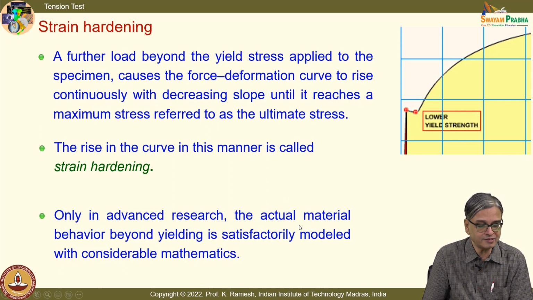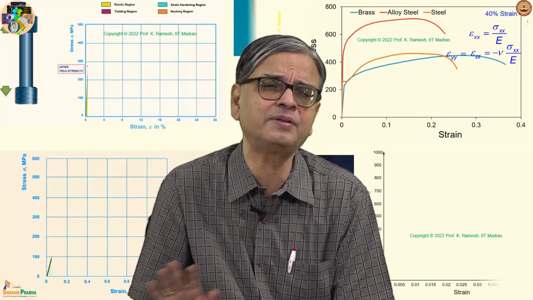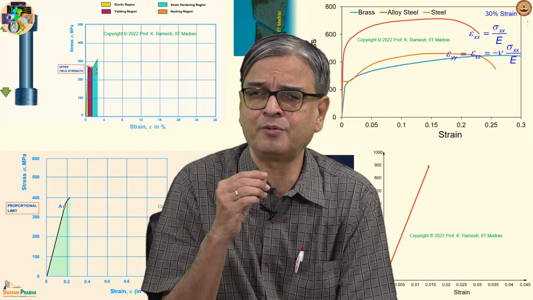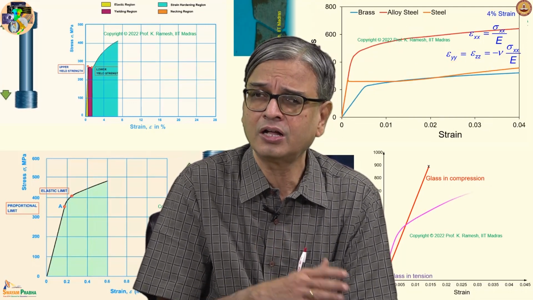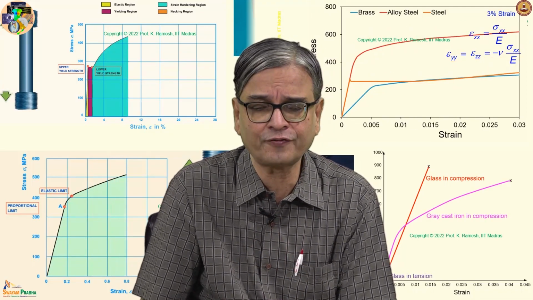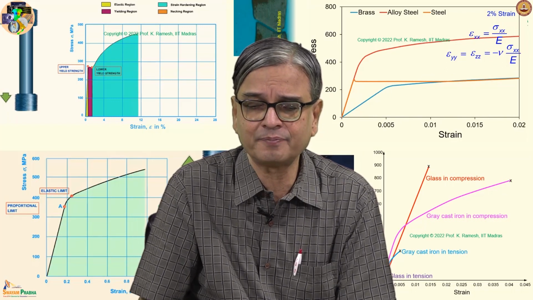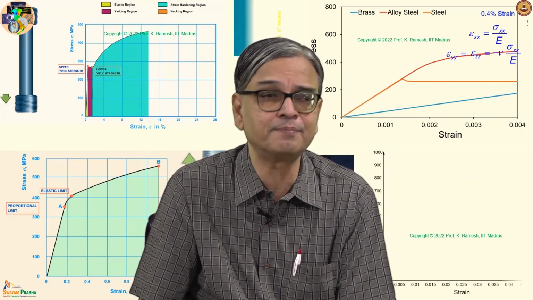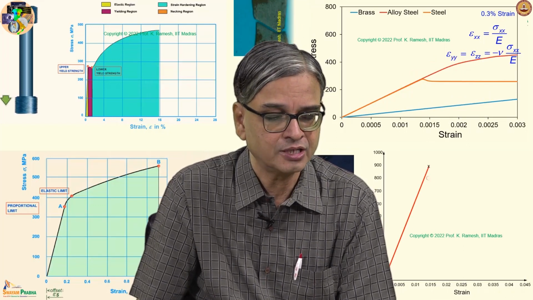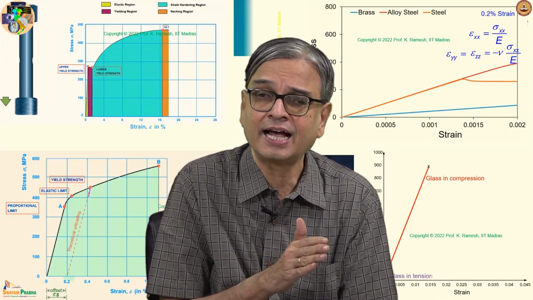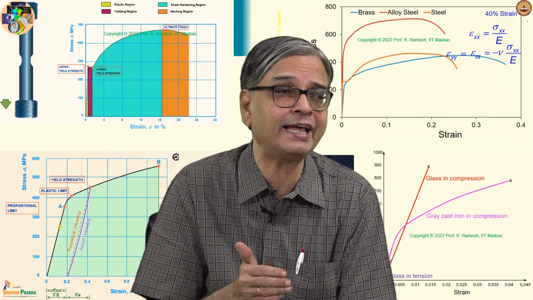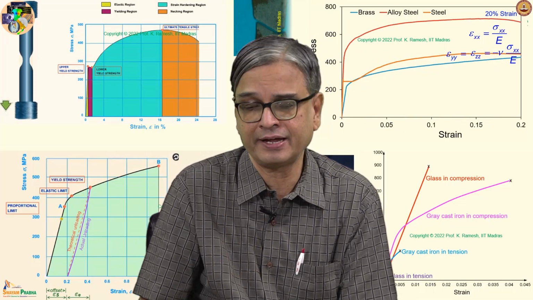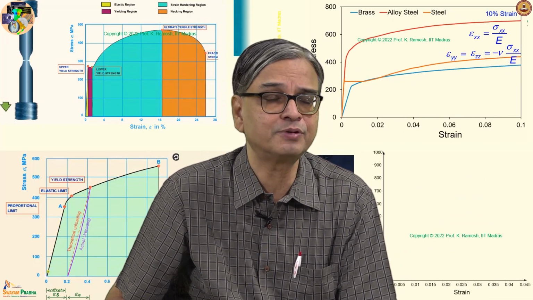And only in advanced research is the actual material behavior beyond yielding satisfactorily modeled with considerable mathematics. If you look at the mathematics, the amount of effort that you put into mathematically modeling, you have the Ramberg-Osgood law, it is very difficult to handle, and it is also only for slightly above yielding, not for the complete range either. So, you have to appreciate that as you want to model the material behavior beyond yielding, it is mathematically demanding, it is not that simple to do.